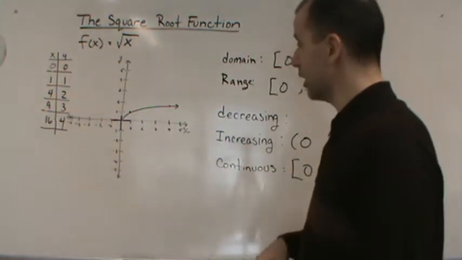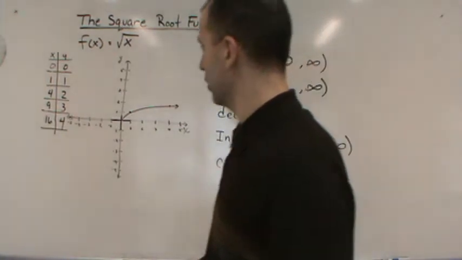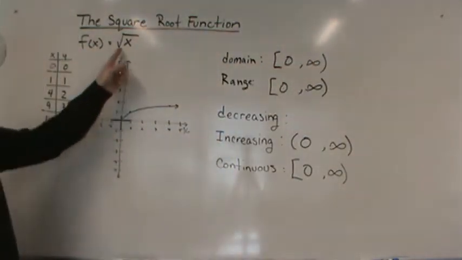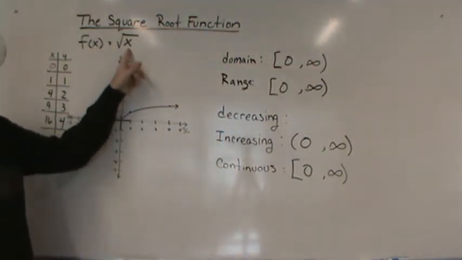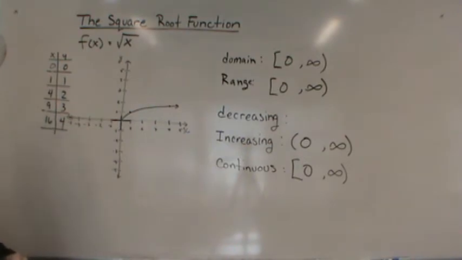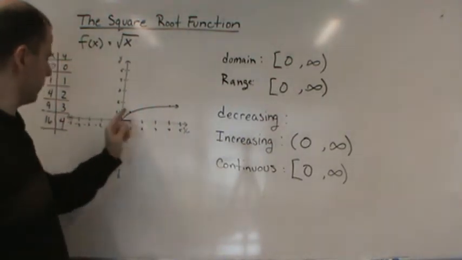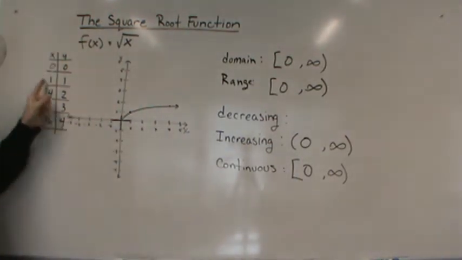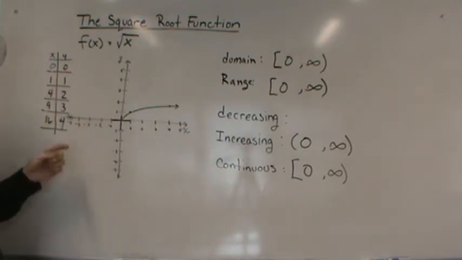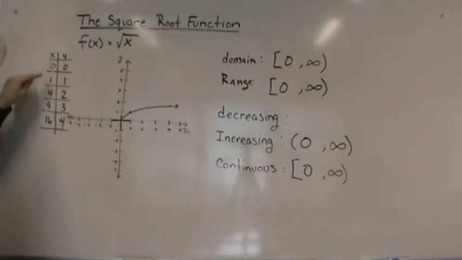So let's start with the basics here. The square root function is the square root of x. Okay, that's the basic function. And here's what the graph looks like. If you plot these points, I used just the perfect squares to make it easy to graph. So the square root of 0 is 0, the square root of 1 is 1, the square root of 4 is 2, 9 is 3, and then 16 gives us 4.